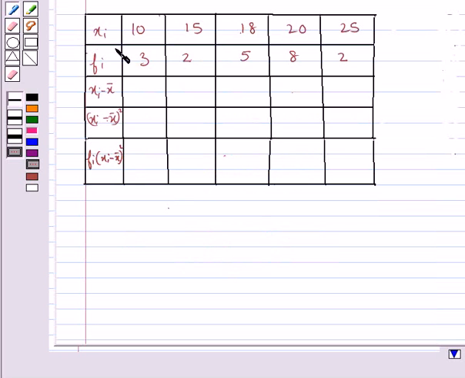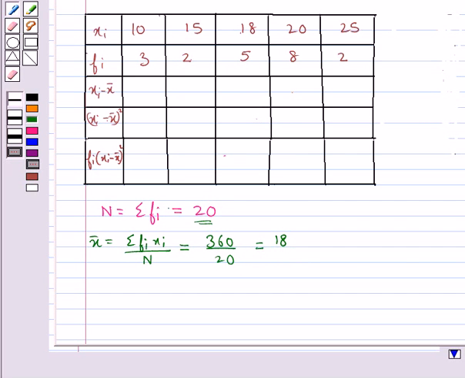Suppose that this is the discrete frequency distribution given to us, in which we are given the observations xi and the corresponding frequencies fi. Now here we have n is equal to summation fi, that is equal to 20, that is the sum of these frequencies. Then the mean x bar is equal to summation fi xi upon n, that is 360 upon 20, which is equal to 18. That is, the mean x bar is equal to 18.